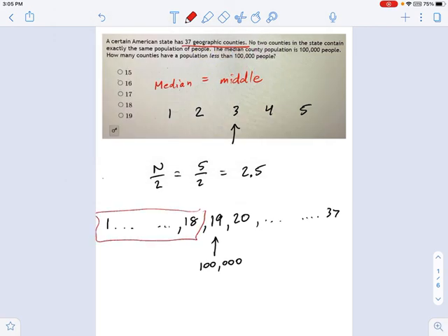Well, it should be pretty easy to look at. There's 18. If you wanted to know how many counties were to the right of it, you would just count from 20 to 37. Okay, so we've got 18 counties that have a population less than the median.